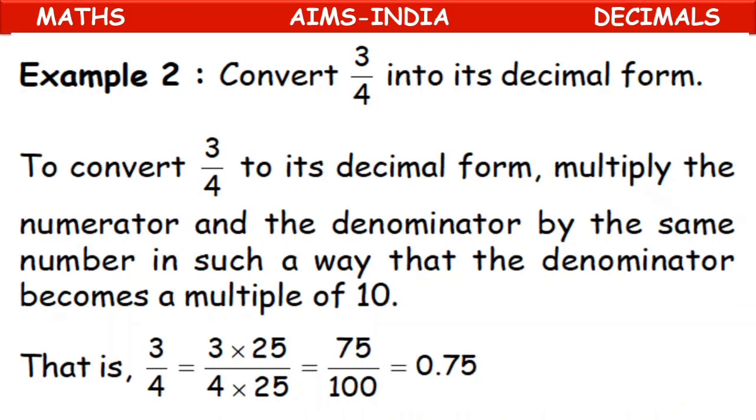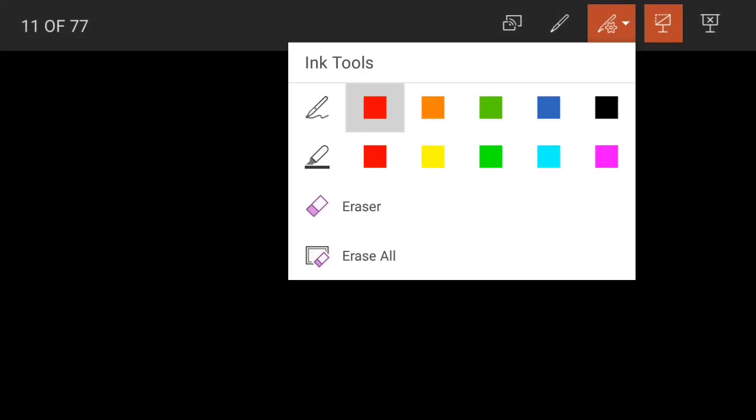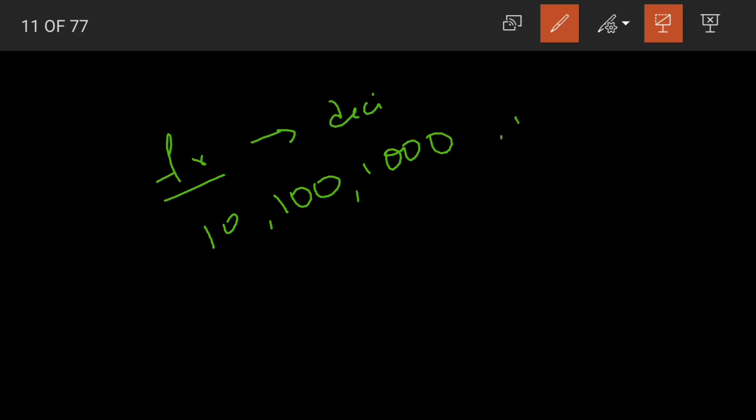So in today's class from the topic decimals, we are going to continue the conversion of fractions into decimal form. In the previous class, we have learned how to convert fractions into decimals where the denominators of the fraction are 10, 100, 1000, 10,000 and so on.